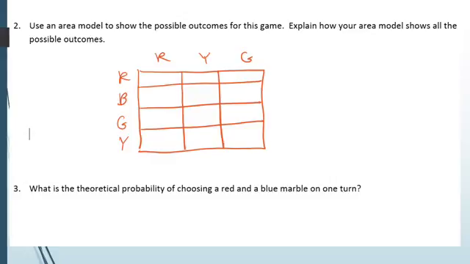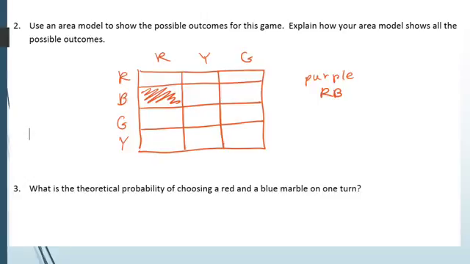And this game is called Making Purple. And so I know to make purple, I need to make a red and a blue, or a blue and a red. So I'm just going to go ahead and note where I have that outcome. And here I see a blue and a red. Are there any other ways to make purple? Nope, just that one. So this is my area model.